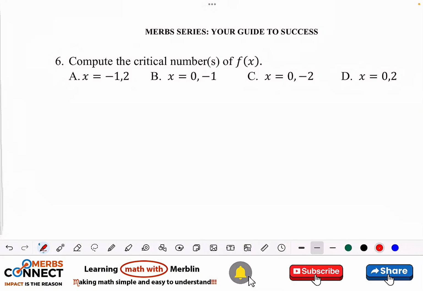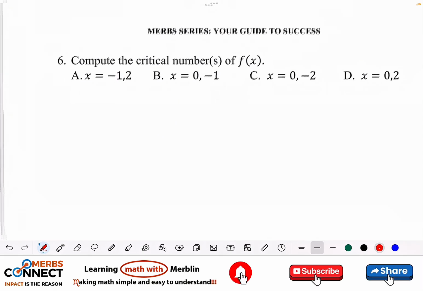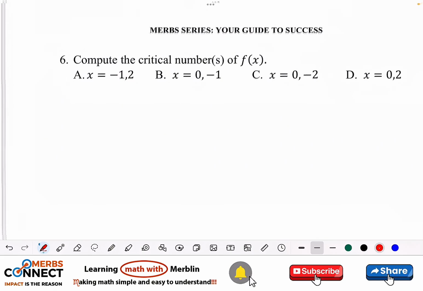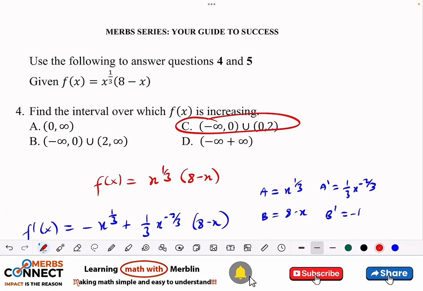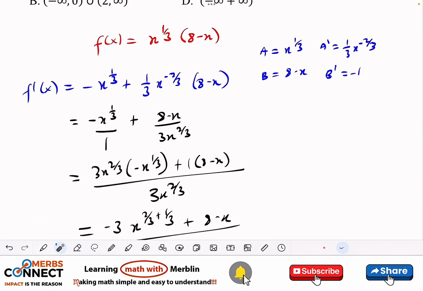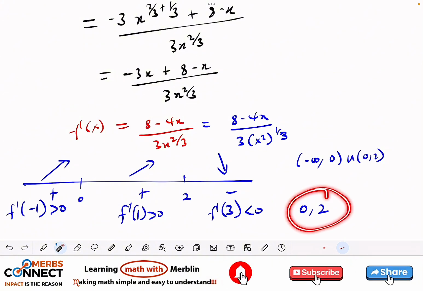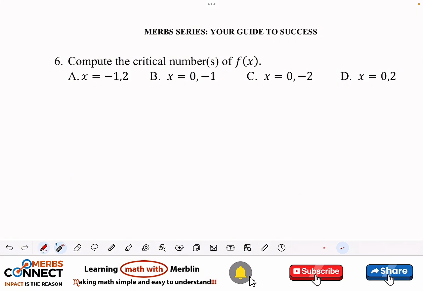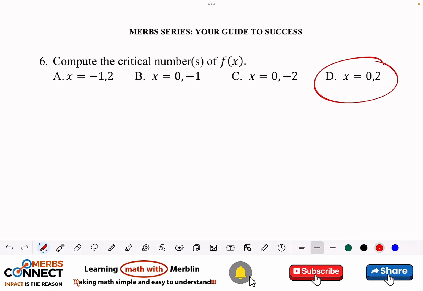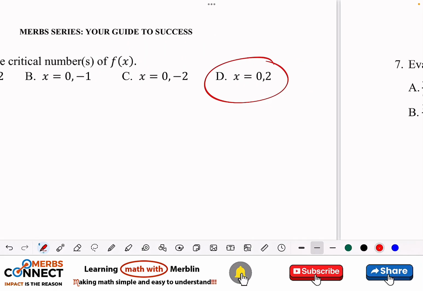Good. Let's look at question 6. Compute the critical values of f of x. Oh, I think this one's supposed to be question 5 and 6. So this one is part of the questions. The critical values are 0 and 2. So from one question, we've done a lot. 0 and 2, they are the critical values. Right. So from one question, we're able to get 3 answers right.